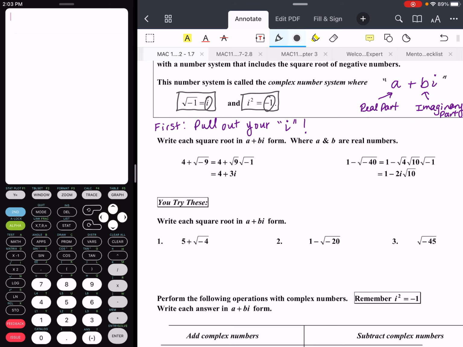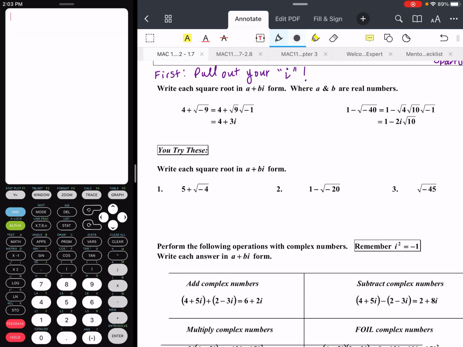Okay, also, as you're going through these, I recommend that your first step be to pull out your i. So always pull out your i. When you see a negative under the square root, just get that i out of there as your first step so that you don't forget.